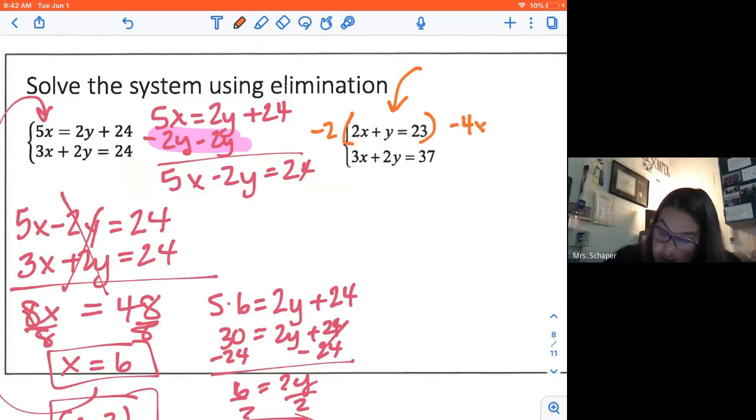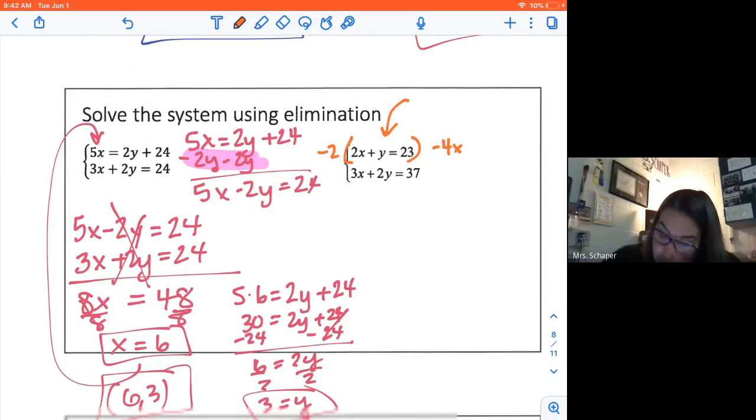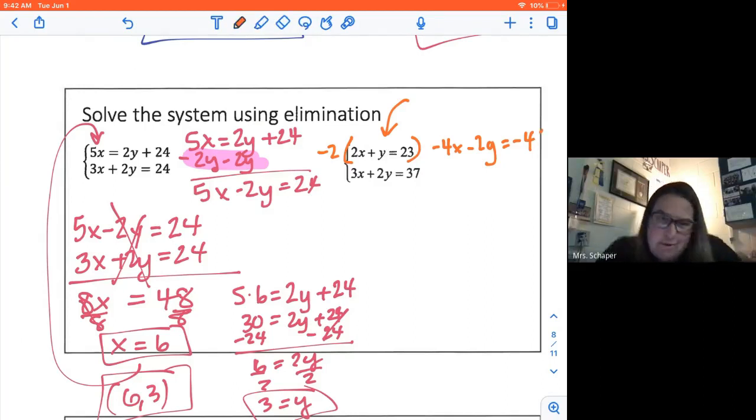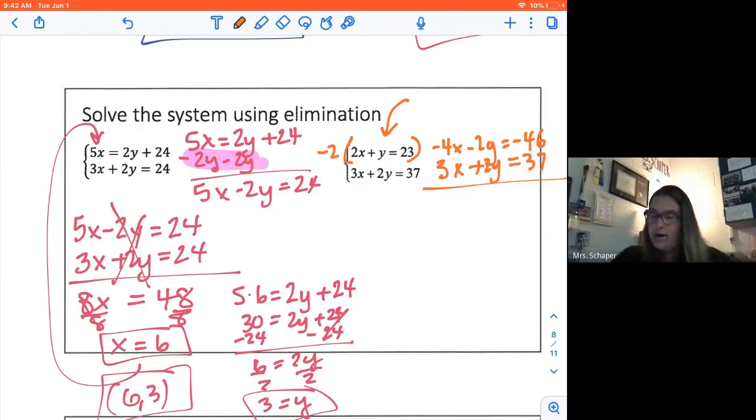So negative 4x minus 2y equals negative 43. 46. Did you see my math was wrong? I made a mistake. There we go. Negative 46. We all make mistakes, right? We just don't want to make them super often. But when we do make them, we certainly learn from them for sure. All right. Y's cancel out because negative 2 plus 2 is 0. Negative 4x plus 3x is negative x. Negative 46 plus 37 is negative 9. I'm going to divide by negative 1.